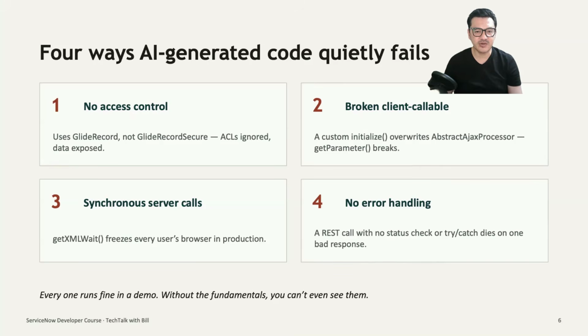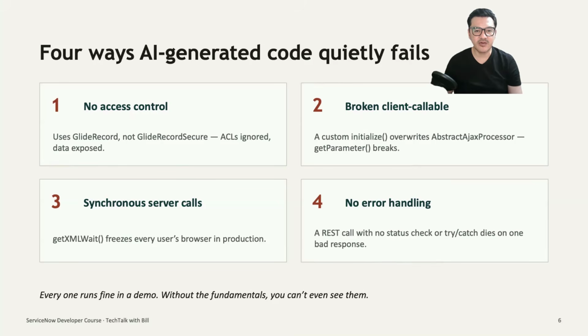Now, third is synchronous server calls from the client. The AI reaches for GetX because it's simpler. It works on the AI's tiny test. In production, every user's browser freezes while it waits on the server. And this is a major catastrophe. This minor code needs to be established.